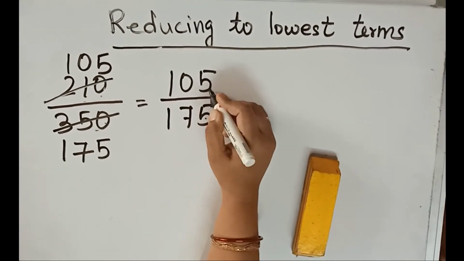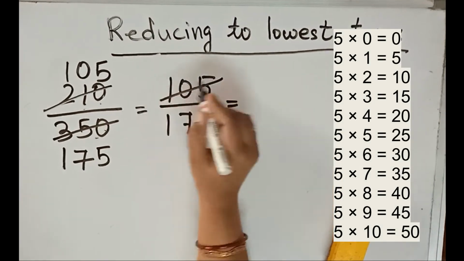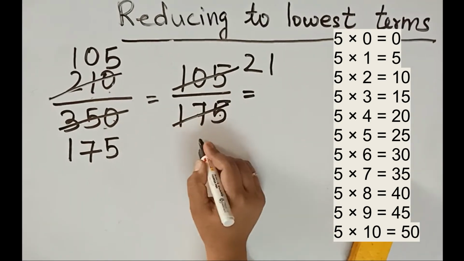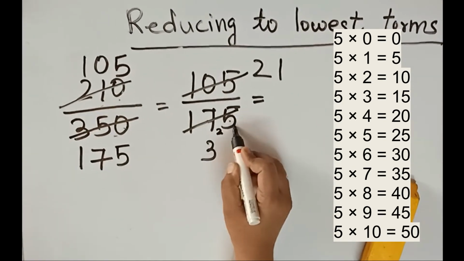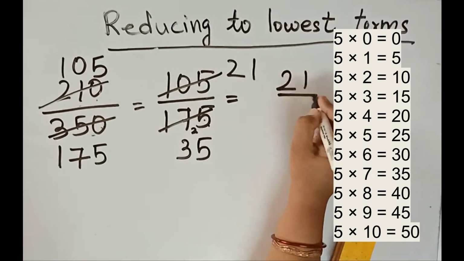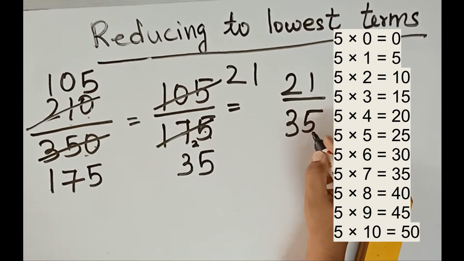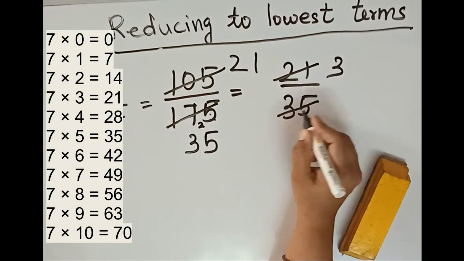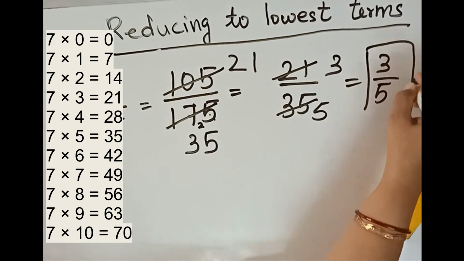Now here unit place is 5. If the unit place is 5, it means it is going to divide by 5. 5 2s are 10. 5 1s are 5. 5 3s are 15. 2 again is remaining here. It becomes 25. So 5 5s are 25. So we are getting 21 by 35. Again 21 and 35 come in the 7 table. So 7 3s are 21. 7 5s are 35. So we got the answer here, 3 by 5.